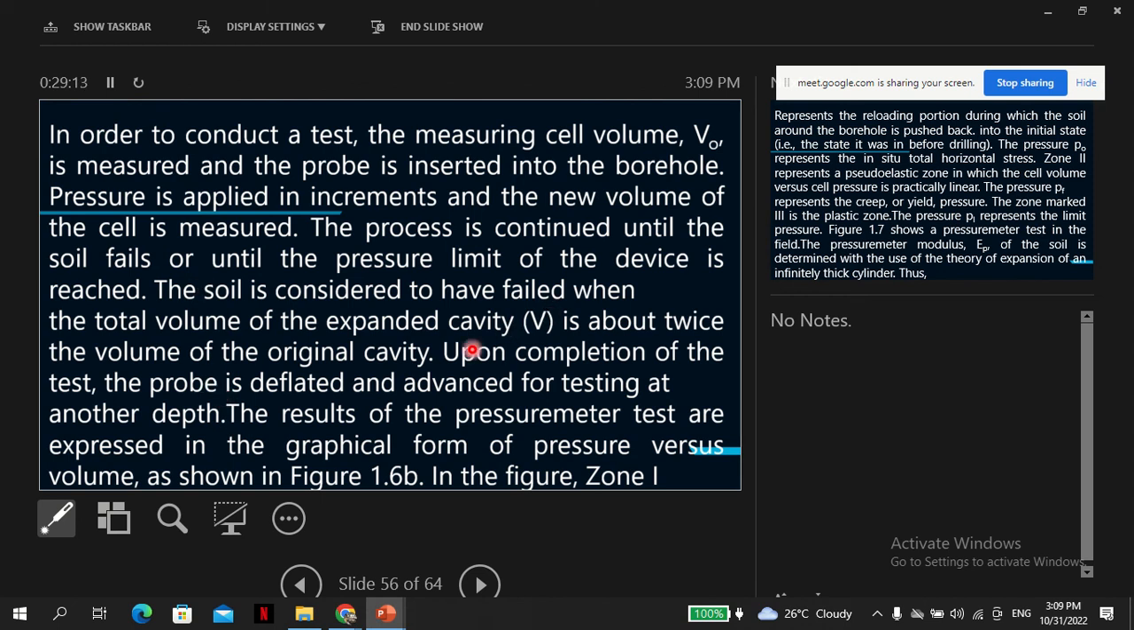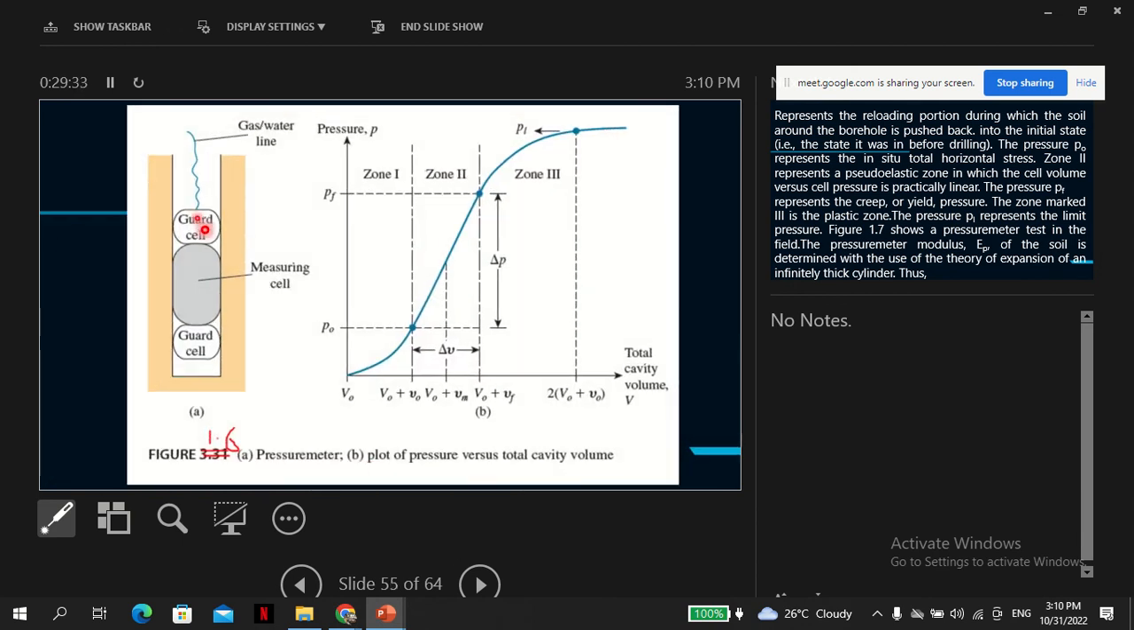Or until the pressure limit of the device is reached. The soil is considered to have failed when the total volume of expanded cavity is about twice the volume of the original cavity. Upon completion of the test, the probe is deflated and advanced for testing at another depth. So this can be done at different depth.